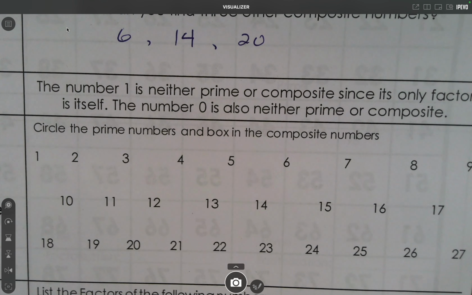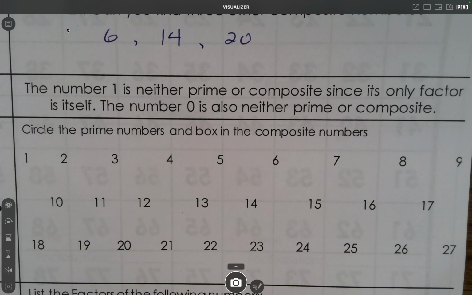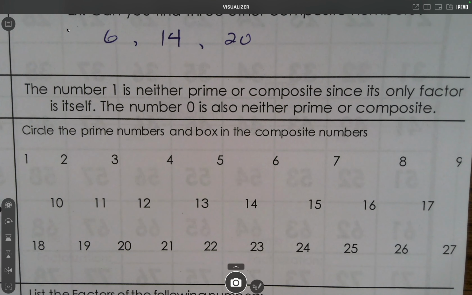Okay, I would encourage you guys to pause this video and try to fill this out on your own. So someone do that or get ready to do that while I explain. You're supposed to circle the primes and box the composites. So go ahead and pause. You try to circle the primes, box the composites. Then you can unpause when you're ready to try it out. Ready to see the answers.